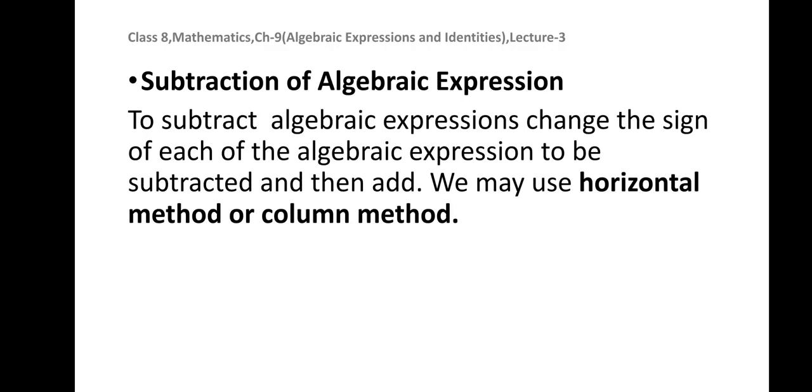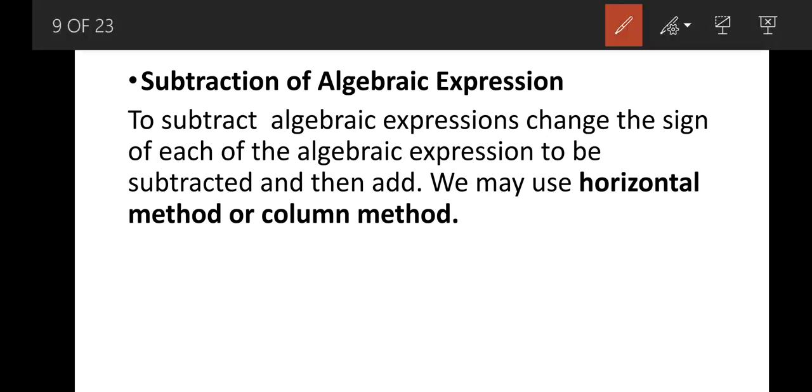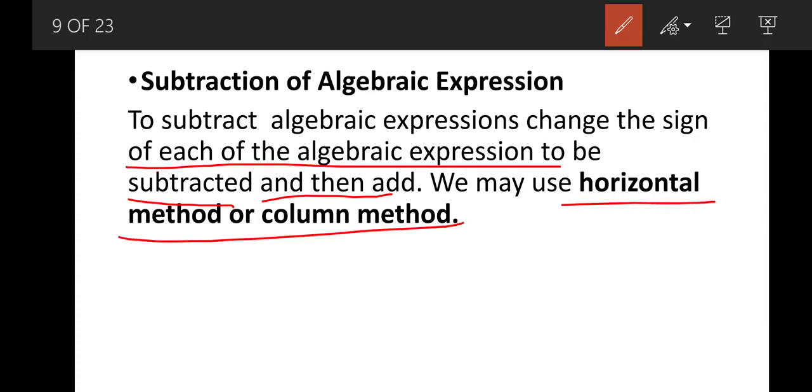Now subtraction of algebraic expressions. To subtract algebraic expressions, we need to change the sign of each of the algebraic expressions to be subtracted and then add. Whatsoever is the algebraic expression to be subtracted, we need to change the sign of that and then add. In this subtraction of algebraic expressions, again I can use any of these two methods, horizontal method or column method.